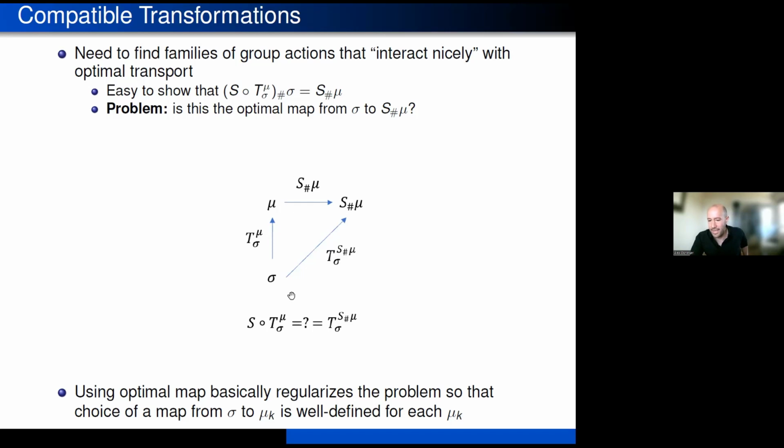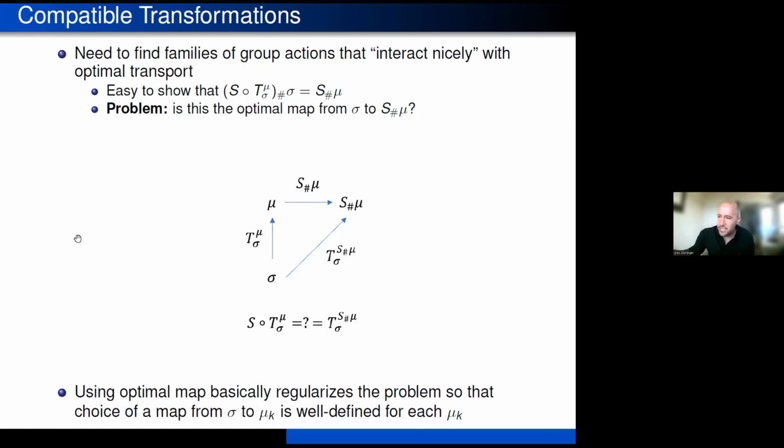Okay, so another way to think about that is, if I went from sigma to mu in an optimal fashion, and then move forward with S, that's one way to get to S push mu. Another way is to build the optimal map from sigma to S push mu directly. The question is, when are these two things the same? When is it optimal to move to mu and then to S? Okay. And by understanding this, it'll make it easier to establish some of the subsequent theorems and statements that I'll make.